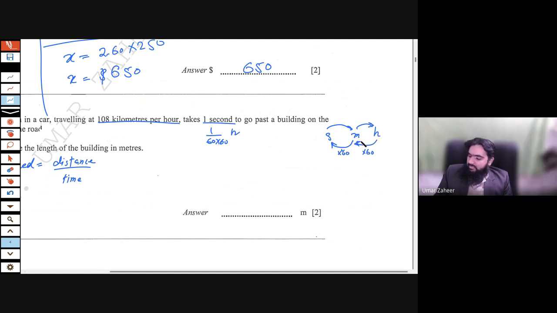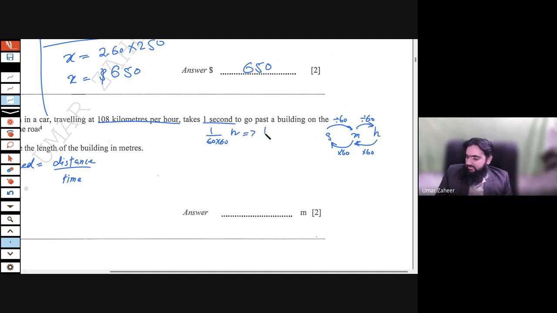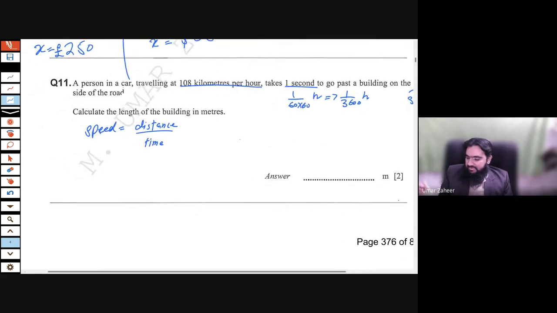When you go from hour to minute, minutes to second, you have to multiply by 60. When you are moving back, from a smaller to a bigger unit, you have to divide by 60. So it is 1 hour and 3600 seconds. So you have to find the distance. So it will be speed multiplied by time is equal to distance, or the length of the building.